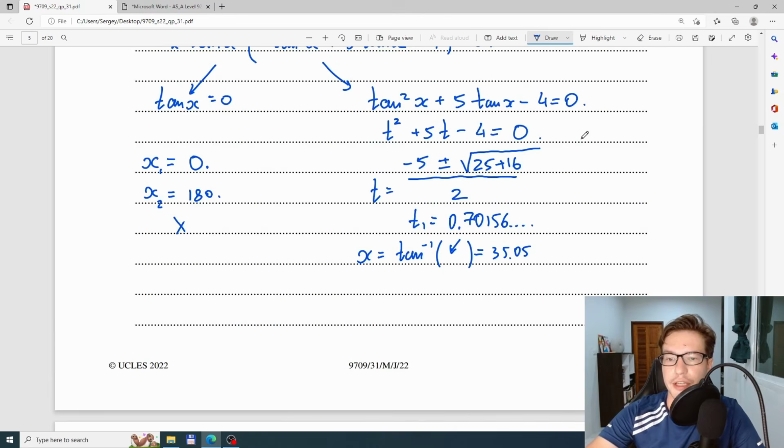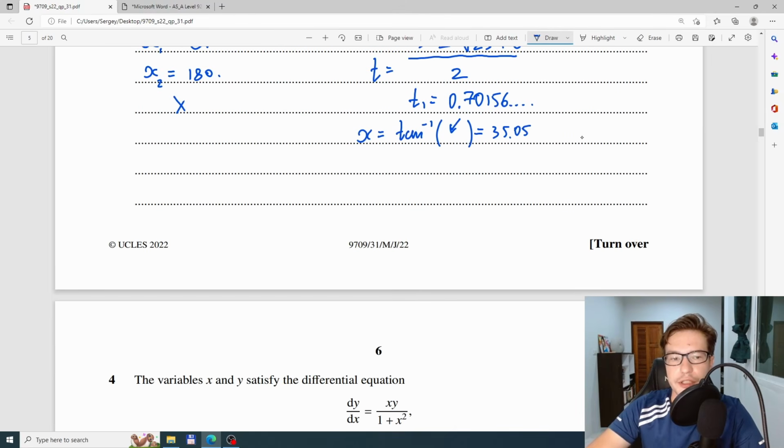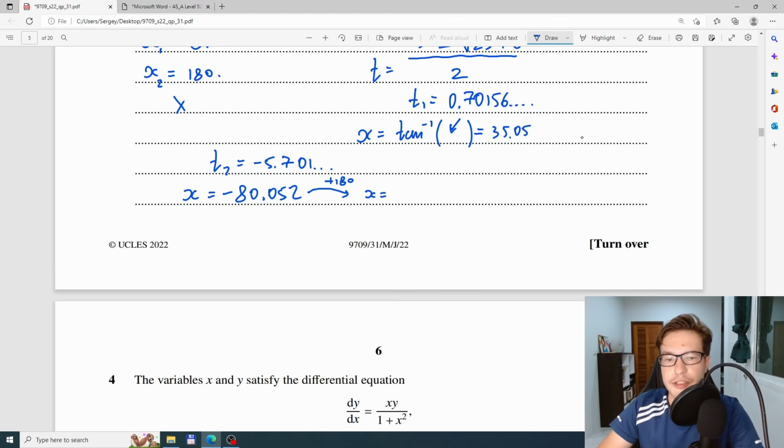And if I take the negative sign in the formula, that will be t2 equals minus 5.701 something. Then I will take the inverse tangent of that. That brings us to minus 80.052. Again, don't forget you can always add or subtract 180 degrees to your answer. So to get in range, I will add 180. And I will get x equals 99.9 degrees.